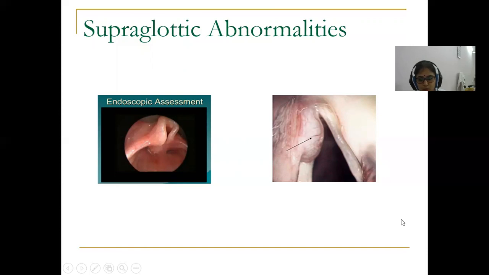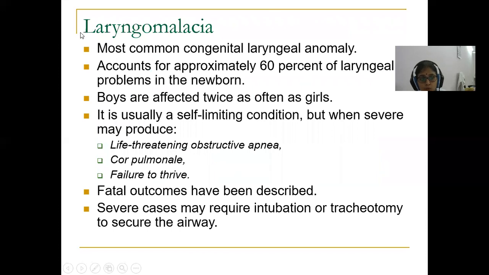These are the two common congenital anomalies of supraglottis, but among the two, this is the most common supraglottic anomaly. In fact, this is the condition which is the most common cause of congenital anomaly of larynx. So let me proceed with this. The most common congenital laryngeal anomaly of larynx is laryngomalacia.